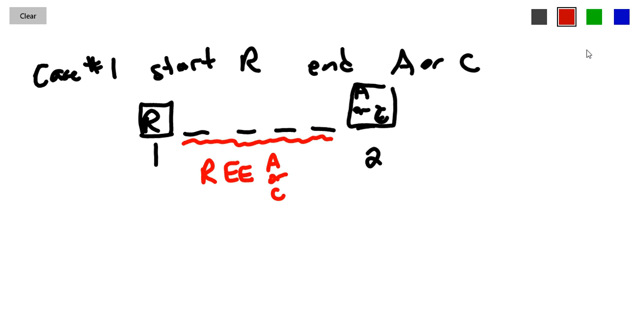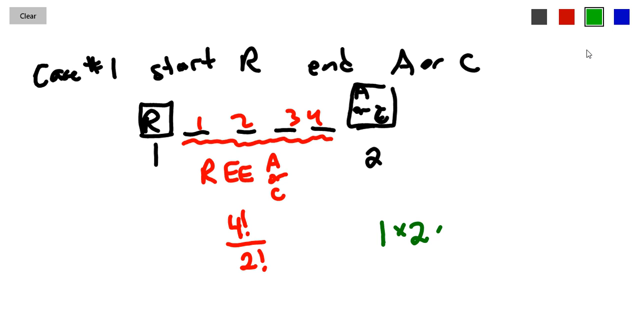So in the middle, I'm going to have 4 things to arrange into these 4 positions, and 2 of them are going to be E's. So in total, if I start with an R and end with A or C, by the fundamental counting principle I have 1 choice times 2 choices. So the R is 1 choice, the A or C is 2 choices. And then I'll have 4 objects where 2 of them repeat.